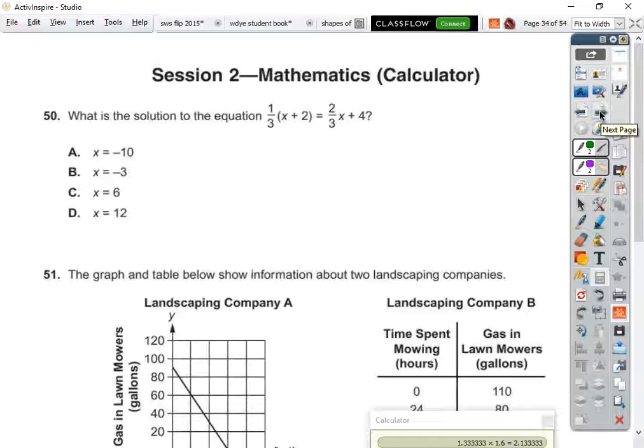What is the solution to the equation? Alright, this is a simple train track problem, which we will do in the next video.